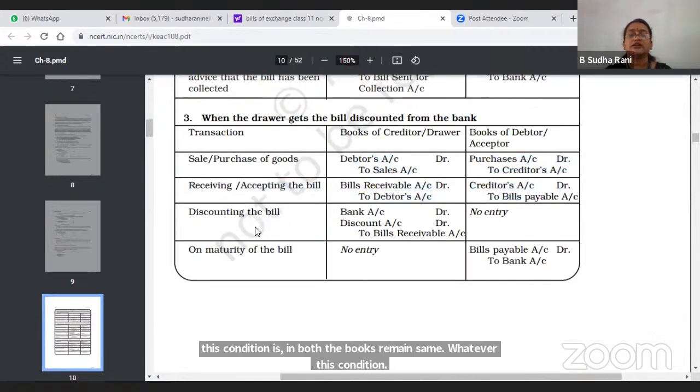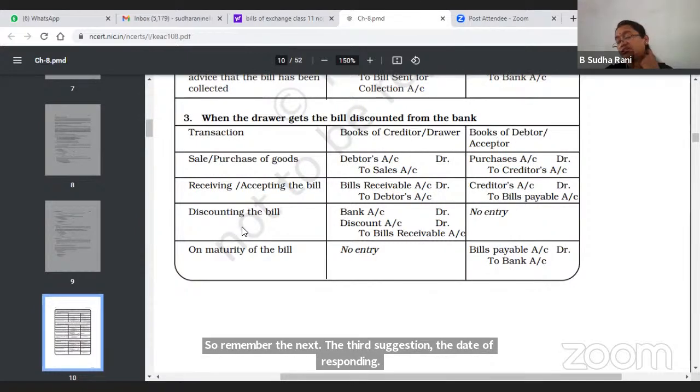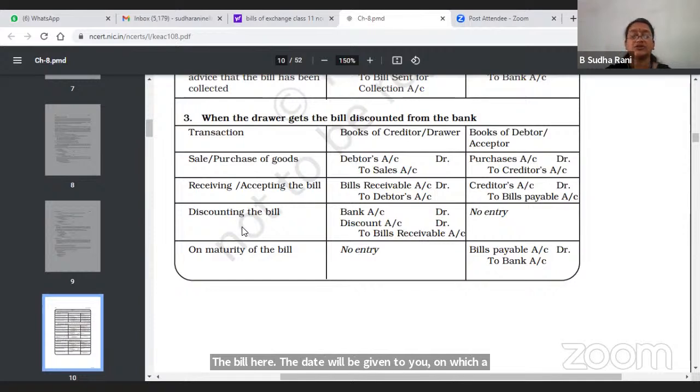The next, the third situation, the date of discounting the bill here. The date will be given to you on which date the bill has been discounted by the drawer. Then on that date, you must write this entry: bank account debit, discount account debit to bills receivable account. Okay, and with the discounting of the bill, the drawee is in no way connected, so we will write no entry. Children, don't leave. I'm going to explain with the help of a question also.